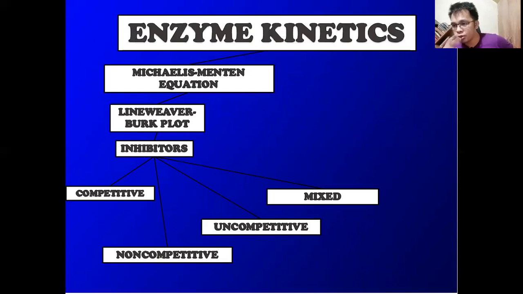And then, let's go on to the inhibitors. So, sir, why do we need to tackle the inhibitors? Kasi nga, di ba, as discussed sa ating introduction to enzyme lecture, that the inhibitors affect the rate or the efficiency of the enzyme to catalyze a substrate. So, we have 4 types of inhibitor here: the competitive inhibitor, the non-competitive inhibitor, uncompetitive, and mixed inhibition.